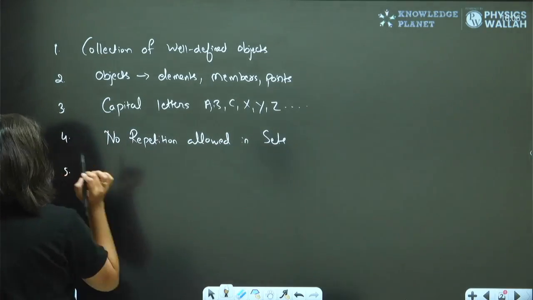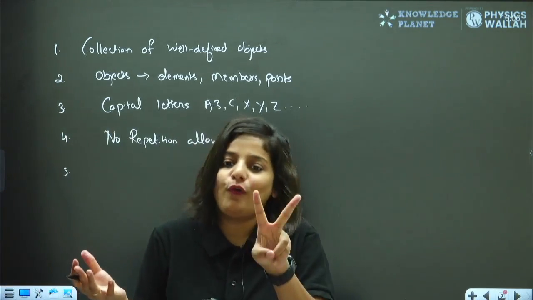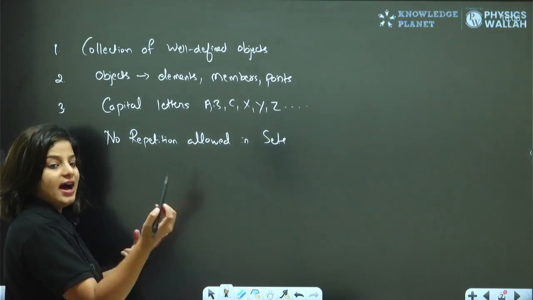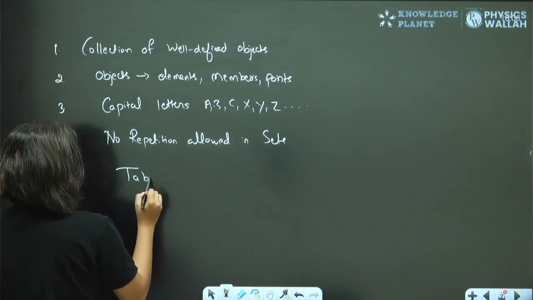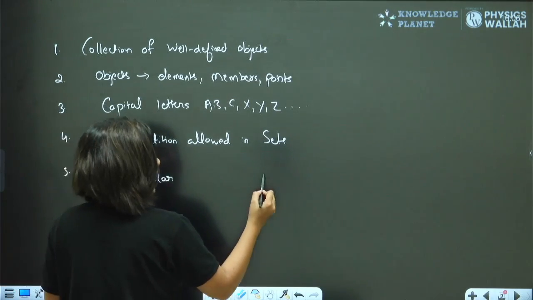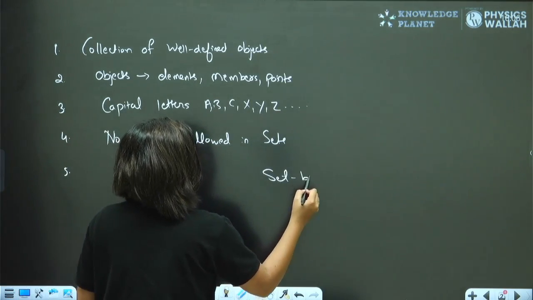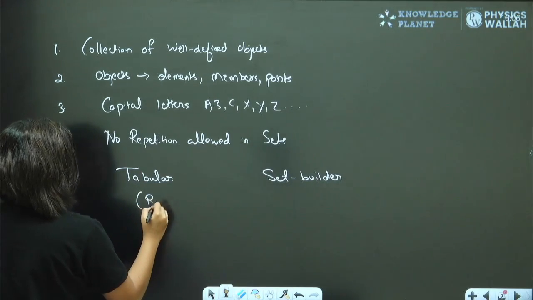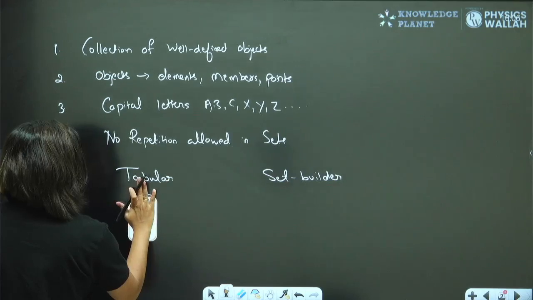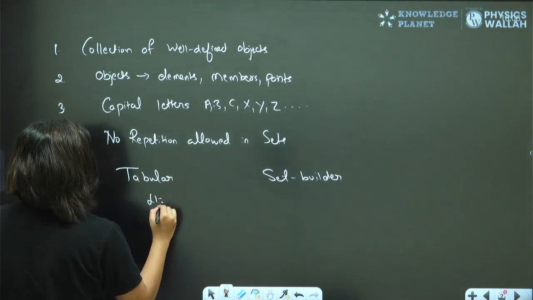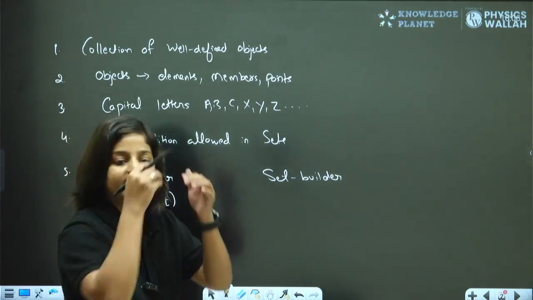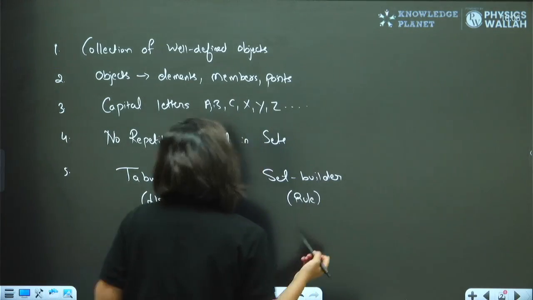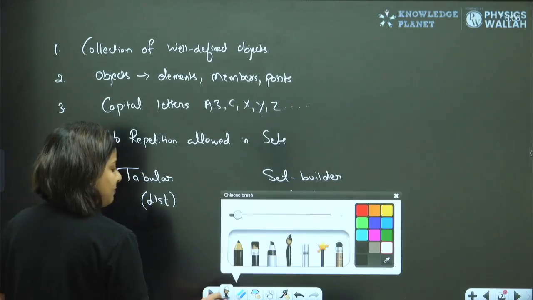Fifth point, sets can be represented in 2 formats. What are the 2 formats? Everybody can write it down in the chat. The 2 forms are known as tabular form and set builder form. What are the other names for them? Tabular form is also known as the list method, because we form a list of objects. And set builder form is also referred to as the rule method.